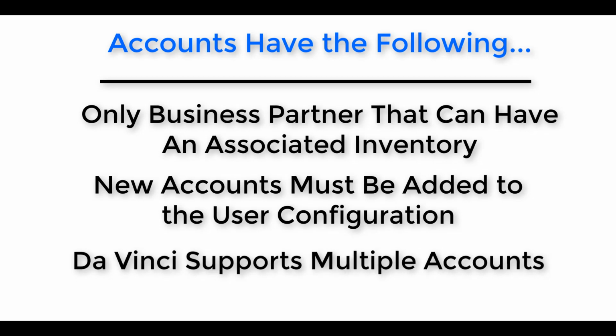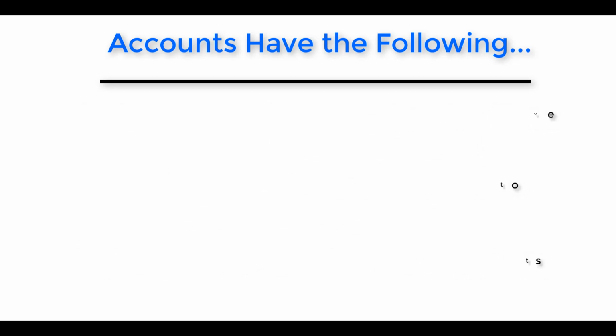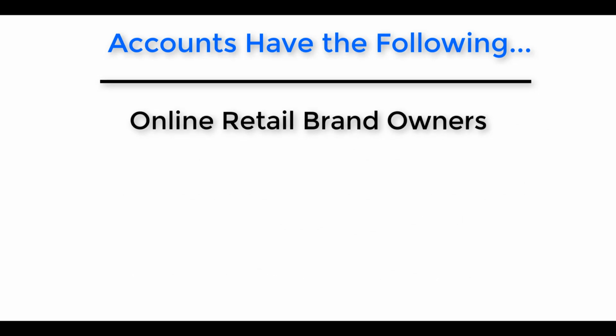Da Vinci supports multiple accounts, such as online retail. This is typically the brand owner. For example, Apple.com, Apple would be the account. This is because they own the inventory and are selling the inventory.